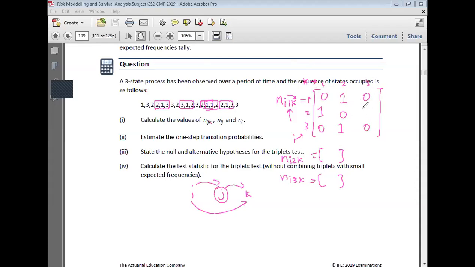Savri, do you get a bit clearer idea of what is an IJK? Yes, ma'am. Mihir?